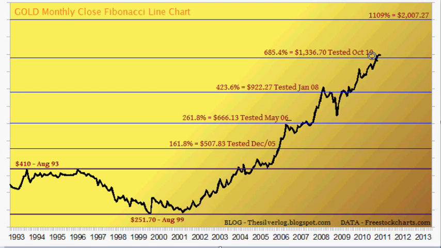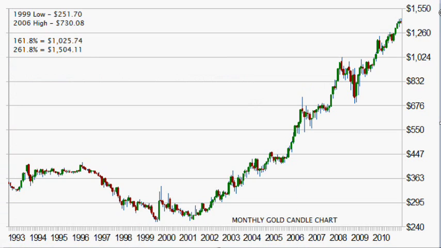But there's another Fibonacci level that I want to go over. And that's within this chart here. What we'll do is we will take the lows from 1990 at 251 and the highs of 730.08. So these highs would be right in here. This would be the high, and then the lows in here.